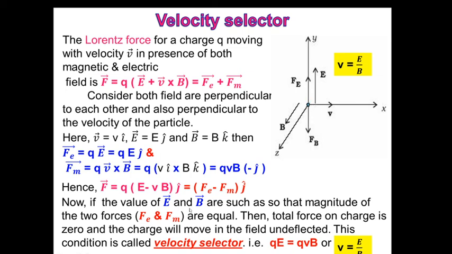This condition is called the velocity selector. So what is the condition for the velocity selector? That is qE equals qVB in that case, or V equals E by B. This is the condition for the velocity selector.